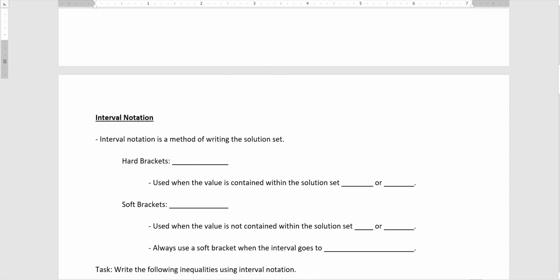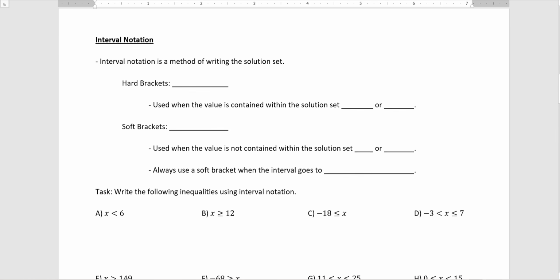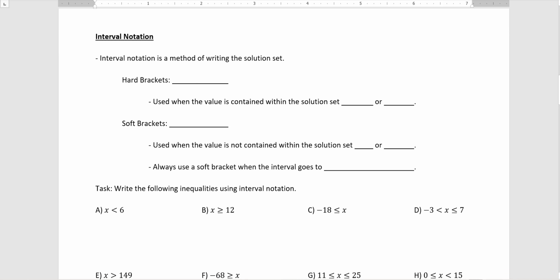Otherwise, we're going to move on and we're going to talk now about interval notation. Interval notation is the method used of writing the solution set. Just like a number line, it's a little different though because it specifies the interval of our solutions. And there's two notations we'll use, hard brackets and soft brackets. Hard brackets look like this. They're 90-degree angles. We call them hard because they're not soft.